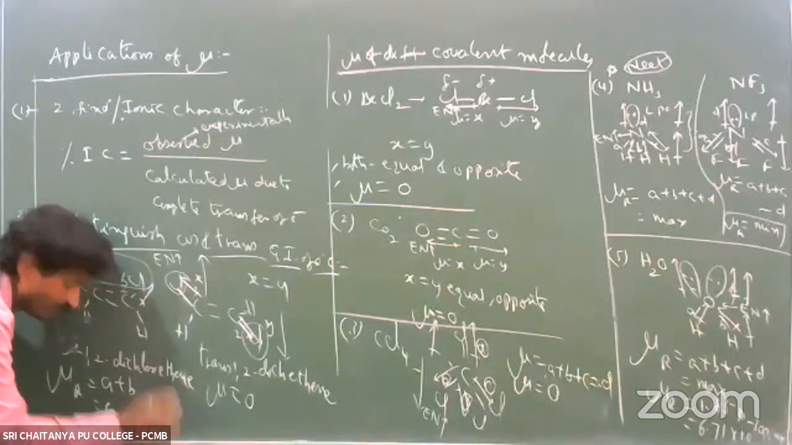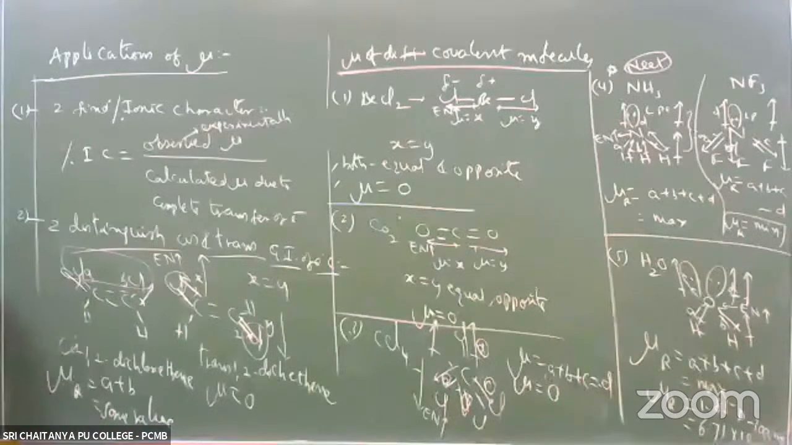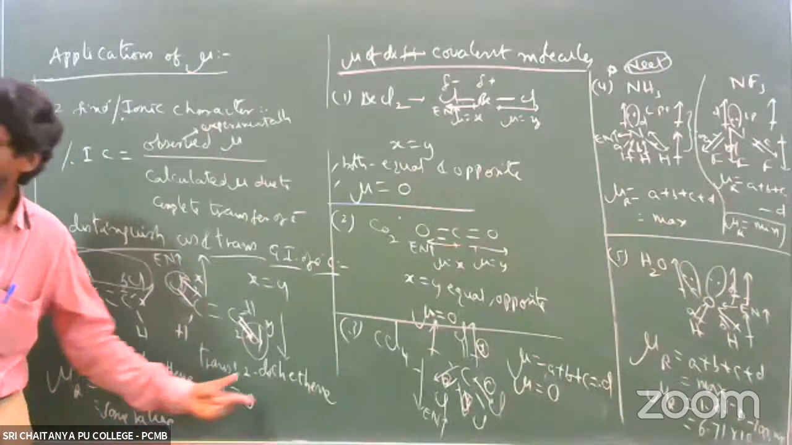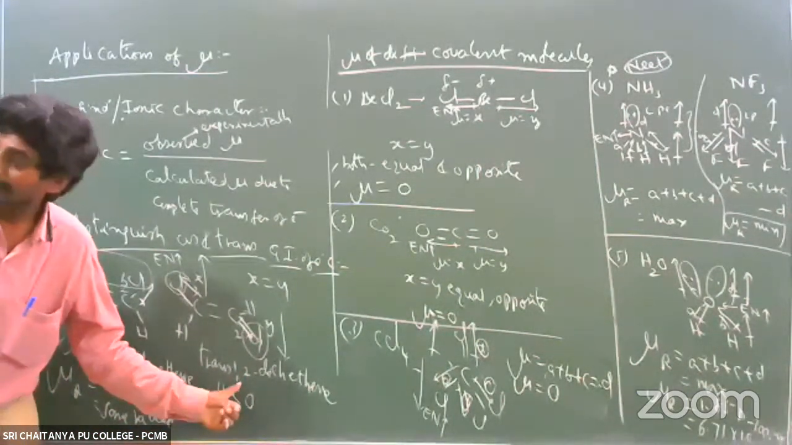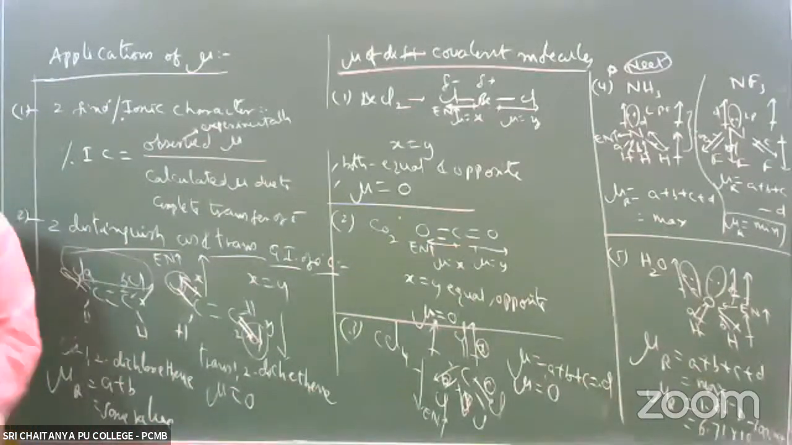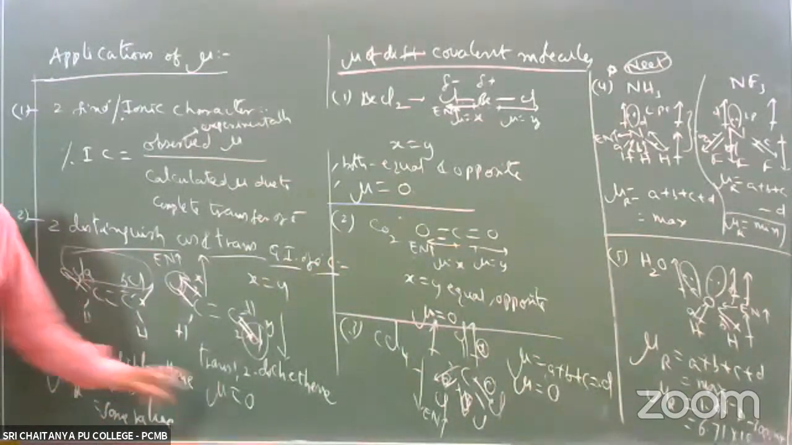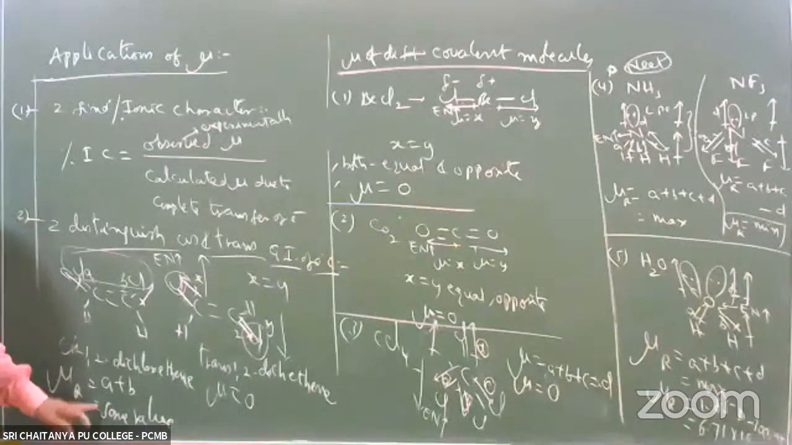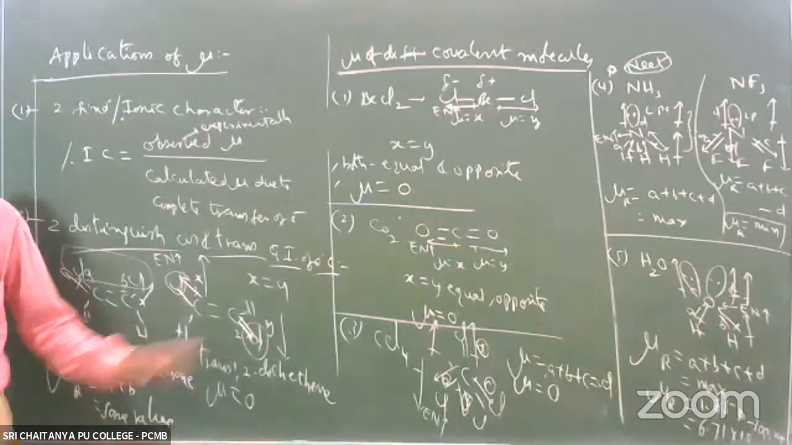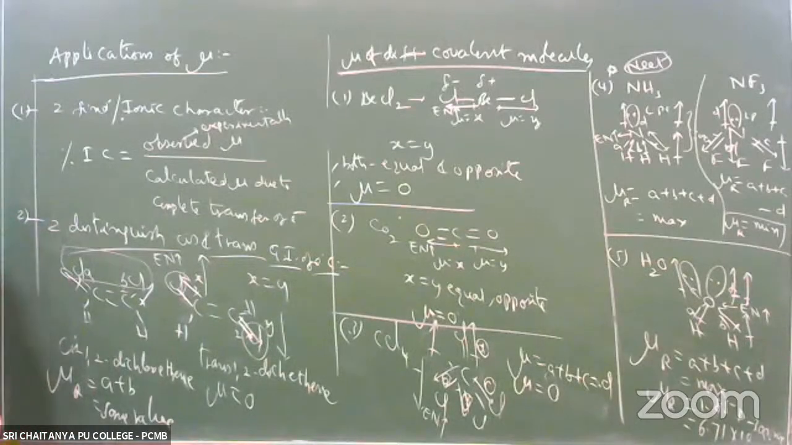That means if you find out the dipole moment values and you get a 0 dipole moment, then you have to say this is a trans isomer. If there is some non-zero dipole moment value, then you have to say this is a cis isomer. So based on dipole moment values, you can distinguish the cis and trans forms of geometrical isomers of organic compounds. This is also an application. Next one.